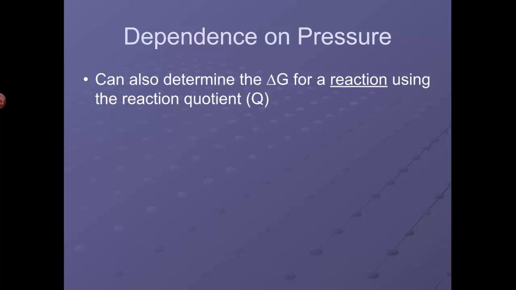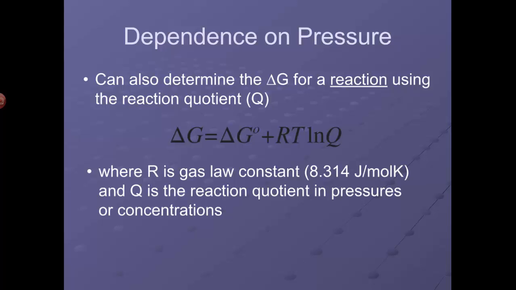So we can also determine the non-standard delta G for a chemical reaction if we use the reaction quotient, Q. Okay, it's very similar. So the non-standard delta G is equal to standard delta G plus RT times the natural log of Q. Okay, Q is the reaction quotient. Remember, it's calculated like an equilibrium constant. It can either be in pressures or concentrations, depending on what you're given. Okay, we use the 8.314 joules per mole Kelvin because we're dealing with delta G, which is energy, Gibbs free energy. So that's an easy way to remember which R value to use.